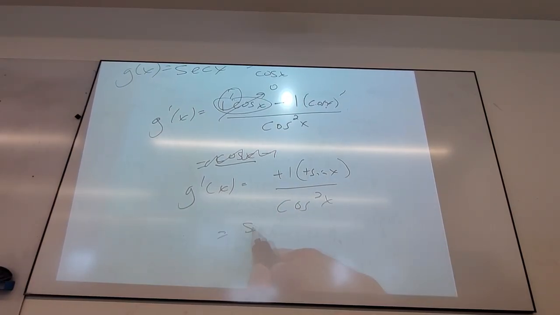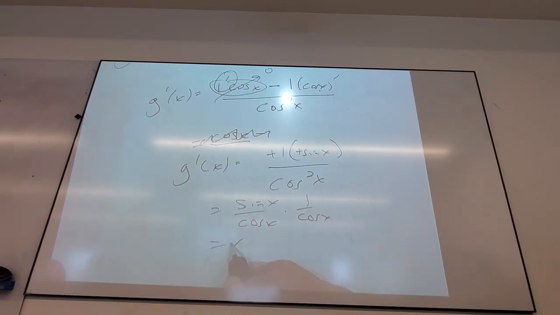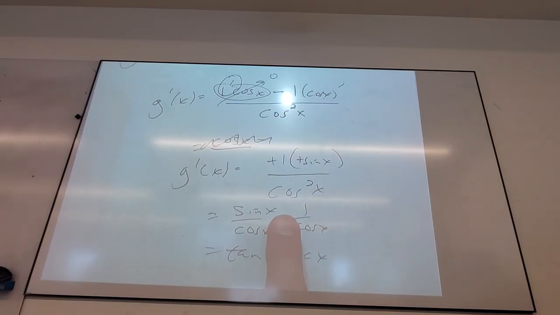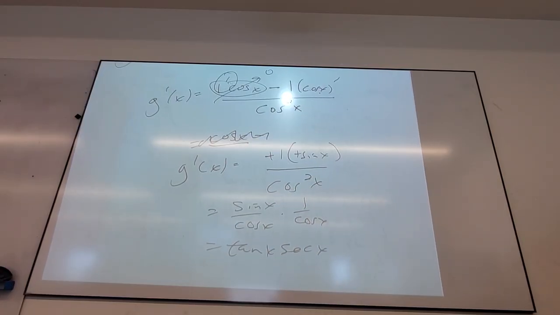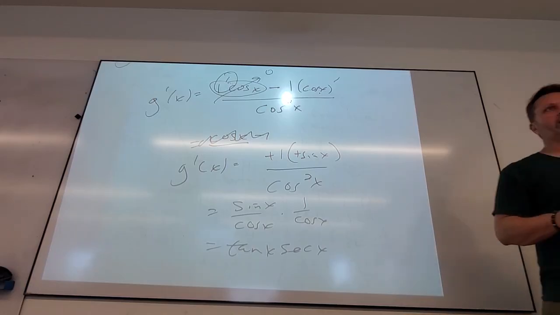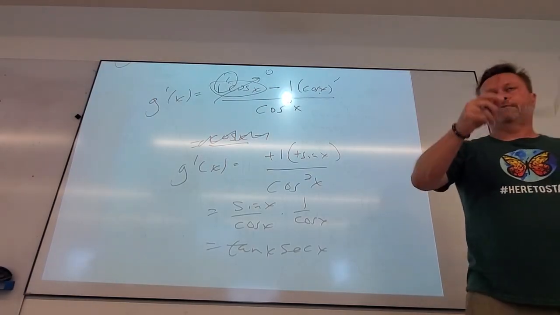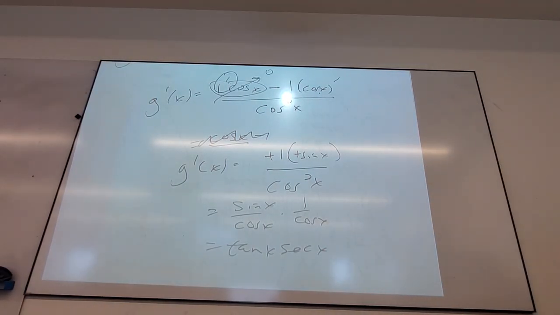So then I can say this is sine x over cosine x times 1 over cosine x. See how I can split the two cosines up? Because then, what's sine over cosine? Tangent. And what's 1 over cosine? Secant. So what did we just discover? Is everybody kind of with me there? 1 over cosine is secant. Sine over cosine is tangent. That's a nice way to rewrite that. I don't want to memorize sine x over cosine squared x. I'd much rather remember secant x tangent x.